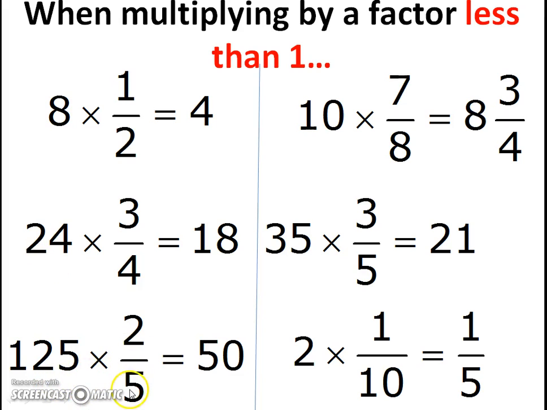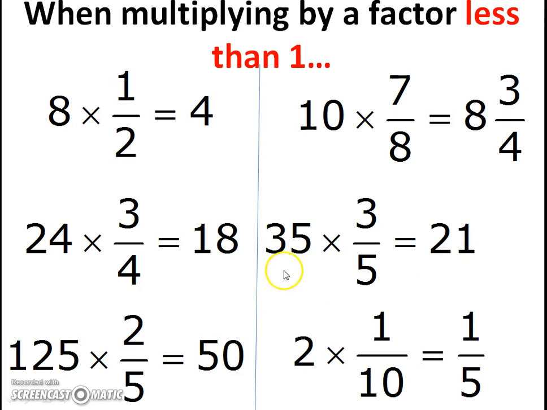125 times 2/5 equals 50. 50 is less than 125 because you multiply by a factor of less than 1. 2/5 is less than 1. When multiplying 10 times 7/8, the product is 8 and 3/4. 8 and 3/4 is less than 10 because you're multiplying by a proper fraction, 7/8, that is also less than 1. 35 times 3/5 equals 21.